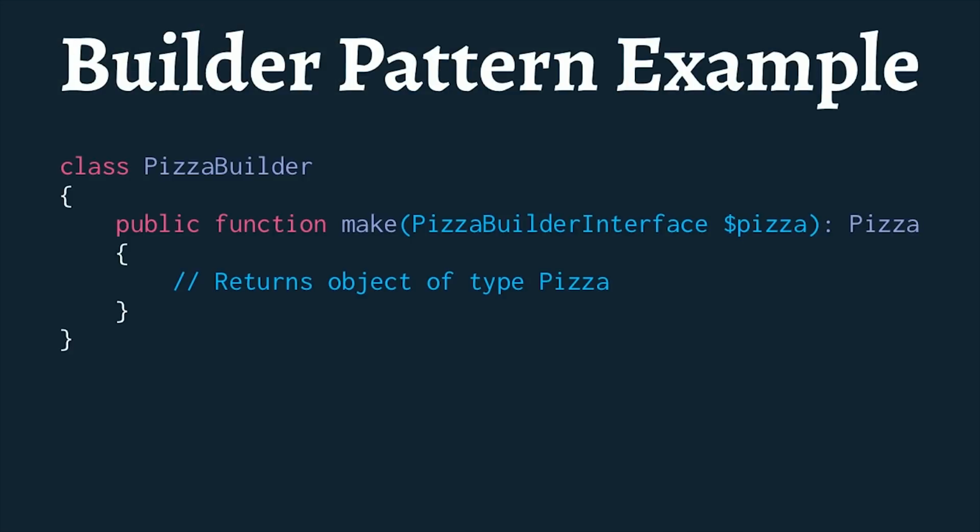So let's dive into the builder example. We first need to think about how our builder will work. Every builder object should adhere to some interface. In this case, the pizza builder interface. We have one simple method, make. In this case, it will always return a pizza.